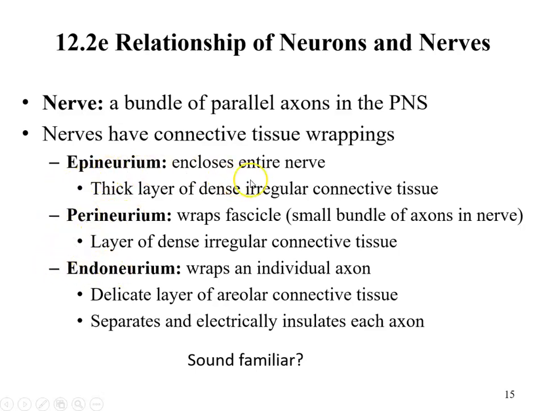The epineurium is going to enclose the entire nerve, and this is a thick layer of dense, irregular connective tissue. The perineurium is going to wrap fascicles, which is a small bundle of axons in the nerve. This is another layer of dense, irregular connective tissue. And then you're going to have the endoneurium, which is going to wrap an individual axon. And just like we saw in muscle, this is also going to be a delicate layer of areolar connective tissue. This is going to separate and electrically insulate each axon.